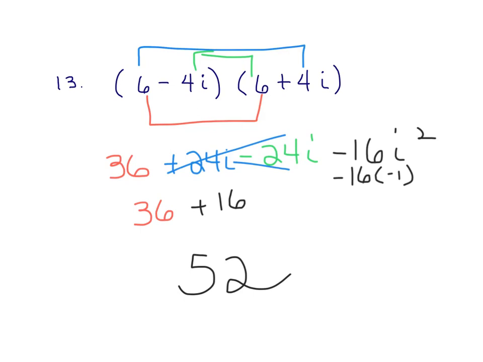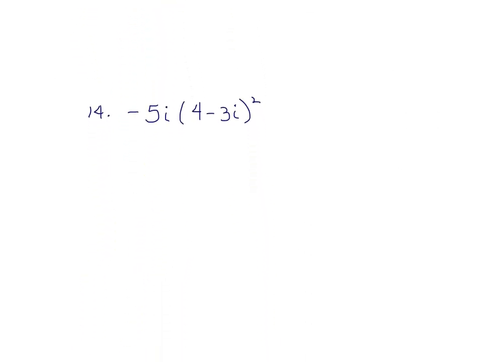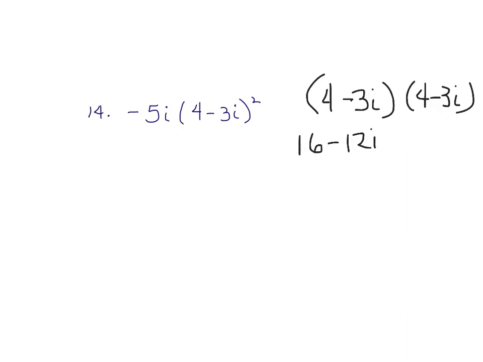The next one has an exponent and it's also got a -5 to distribute. I need to follow PEMDAS, so I need to FOIL and do the exponent first. So I'm going to write 4 minus 3i times 4 minus 3i. I'm FOILing first, and I get 16 minus 12i minus 12i plus 9i squared.